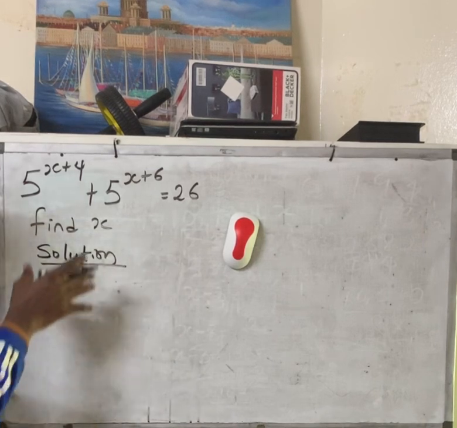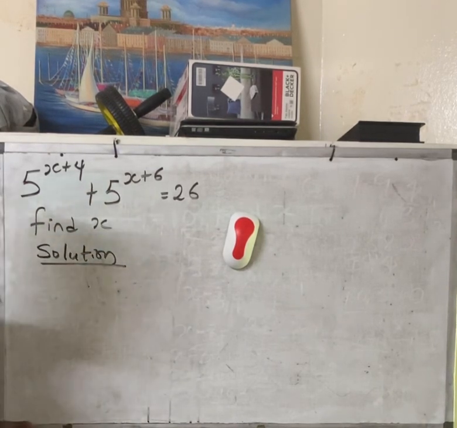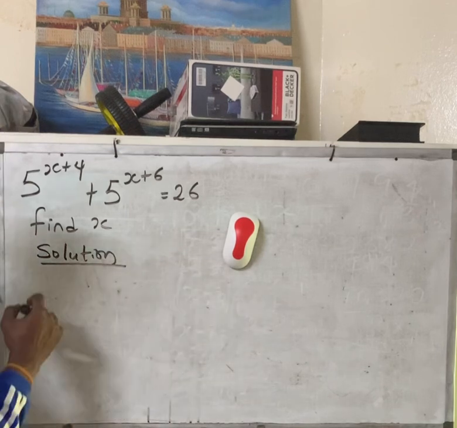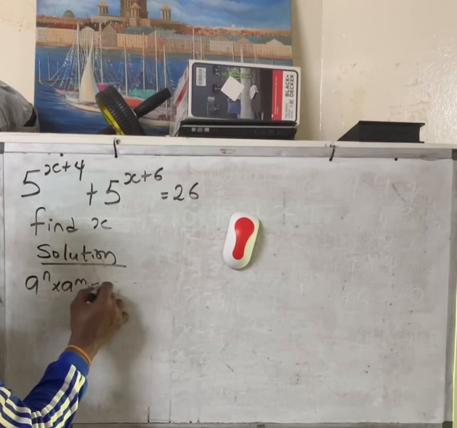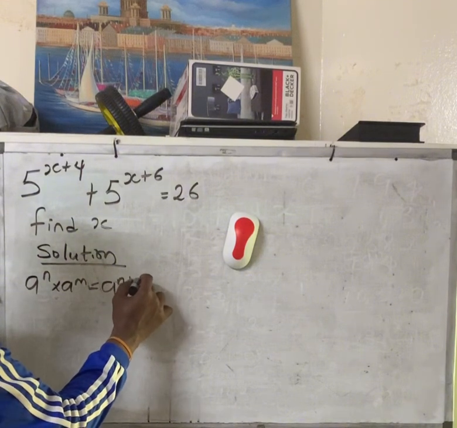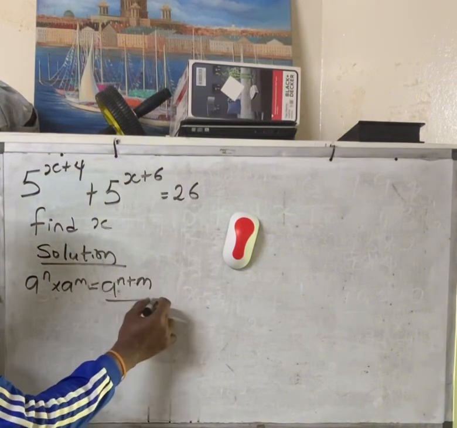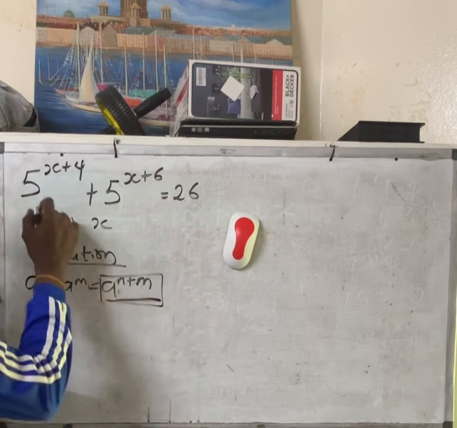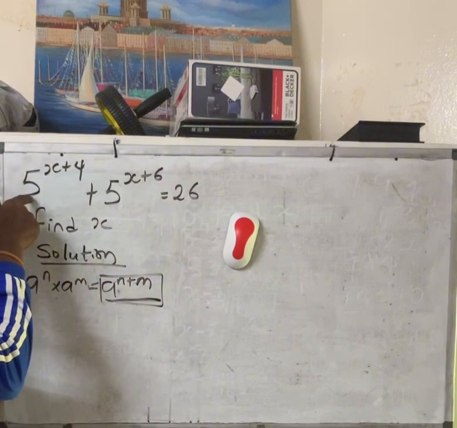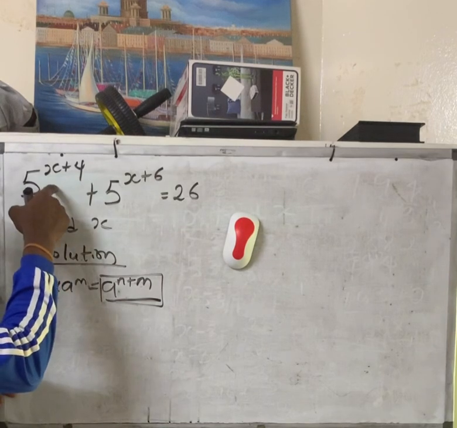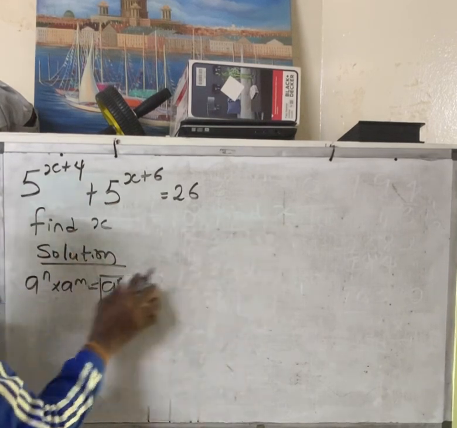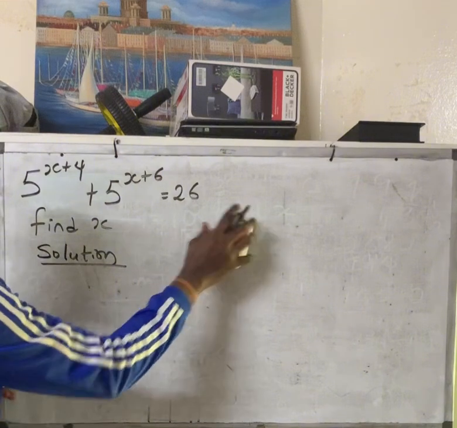Okay, now with what we have here, we can actually apply the multiplication law of indices, which says that a raised to power n times a raised to power m is equal to what? A raised to power what? n plus m. All right, so we can see this a raised to power n plus m is similar to 5 raised to power x plus 4. So applying this law, we'll expand this expression. Okay, so that's what we're simply going to do.